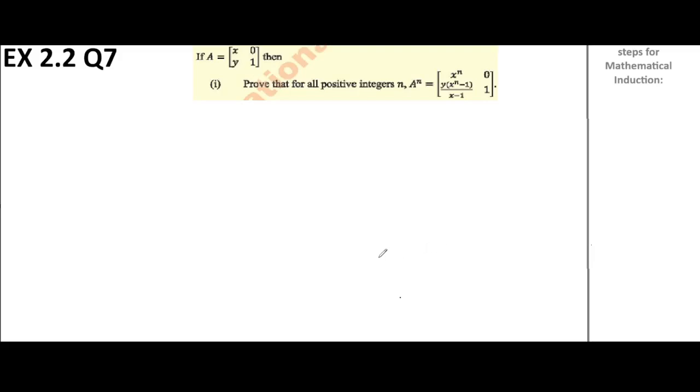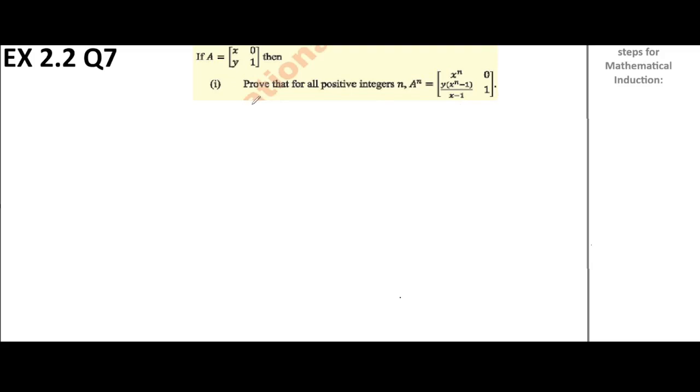Bismillahirrahmanirrahim. We are going to start question number 7 of exercise 2.2, in which we are given a matrix A and we have to prove it for all positive integers n. Now, first of all, keep it in mind that positive integers start with 1 while non-negative integers start with 0, because non-negative also includes 0 but positive does not include 0. And we are given this matrix to use for our solution.